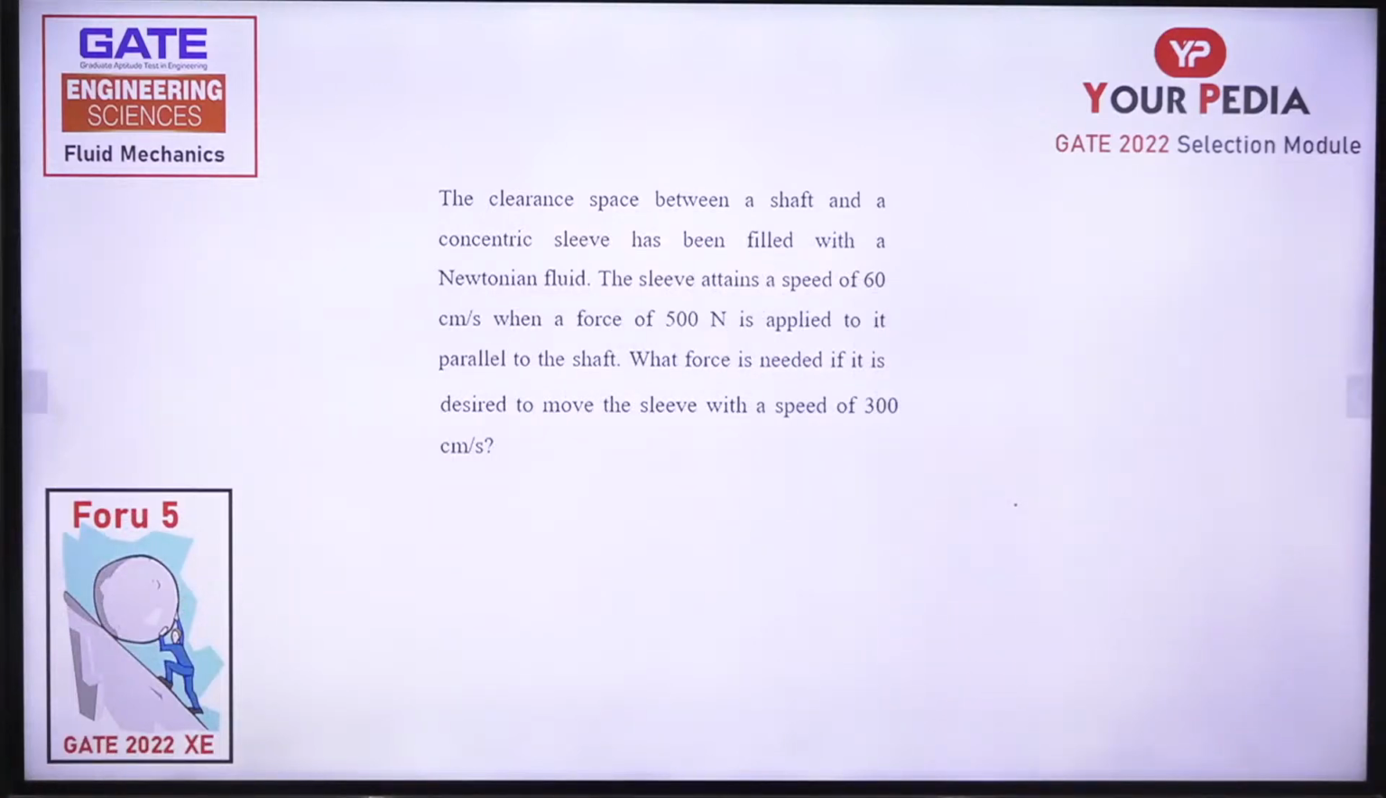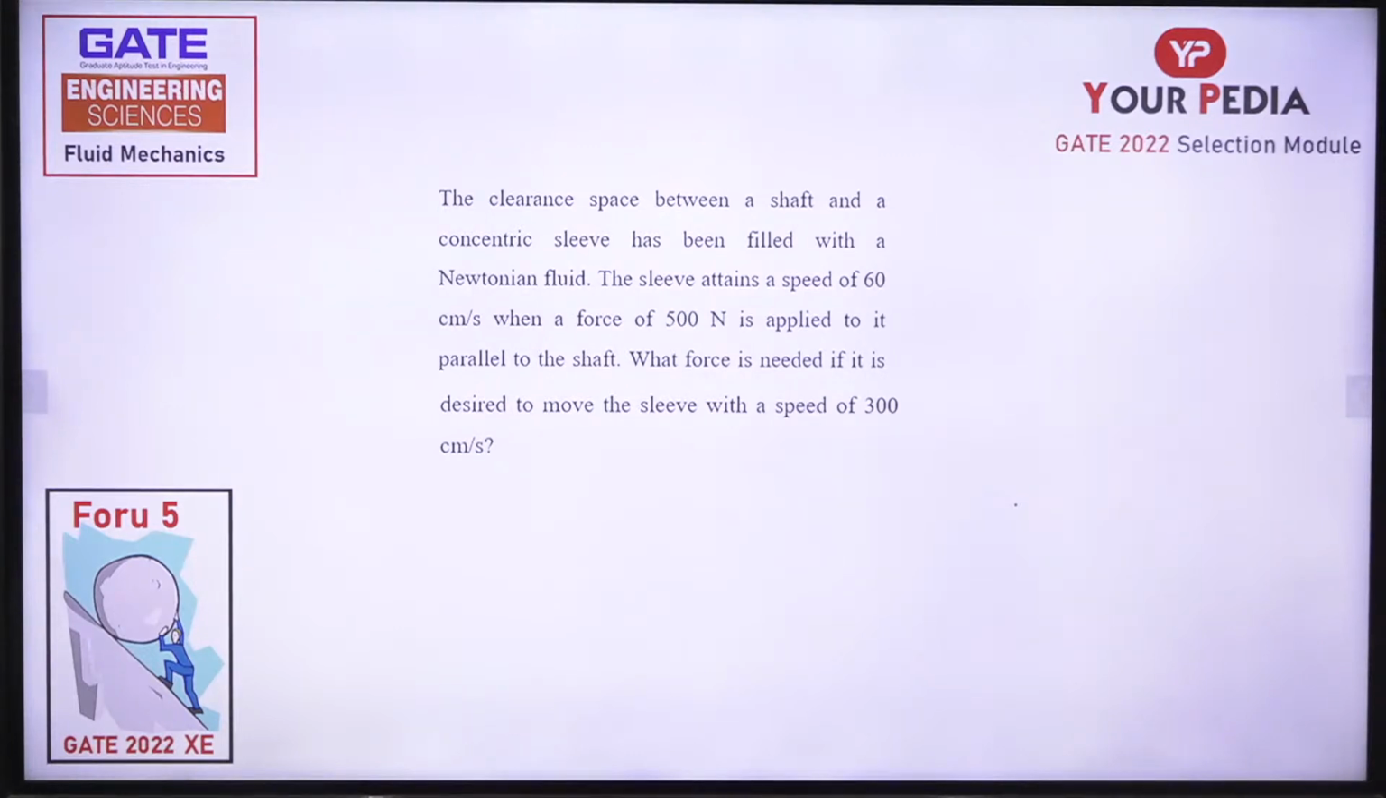There's a shaft and there's a sleeve, and these both are filled with Newtonian fluid. There's a shaft and then a concentric sleeve filled with Newtonian fluid. The sleeve attains a speed of 60 centimeter per second when force is applied on it. What force is needed if it is desired to move the sleeve with the speed of 300 centimeter per second? So read this question again carefully. I'm very sure you will solve it.